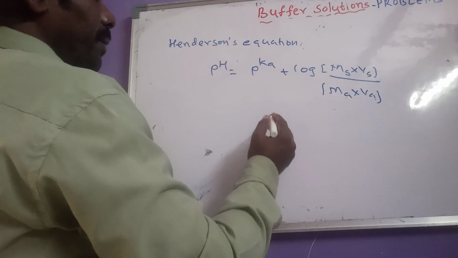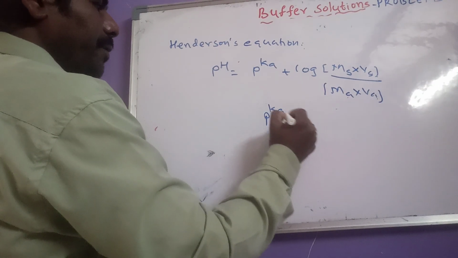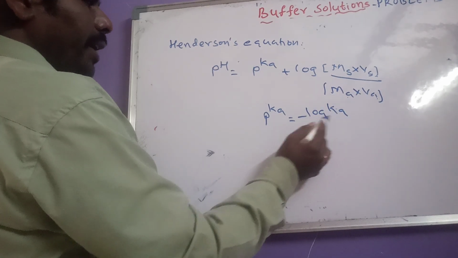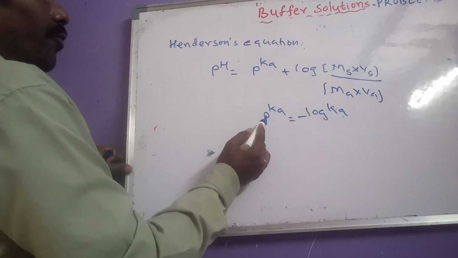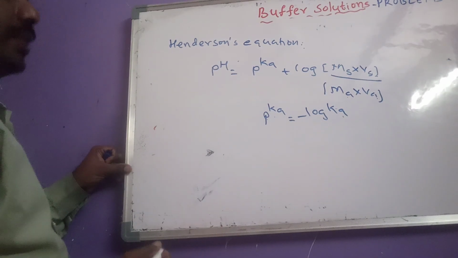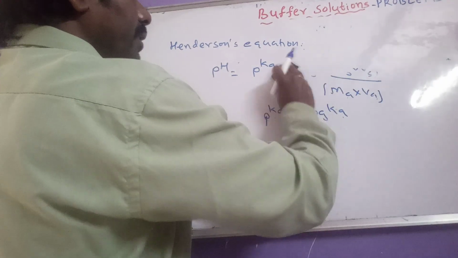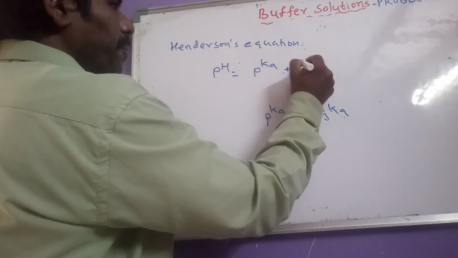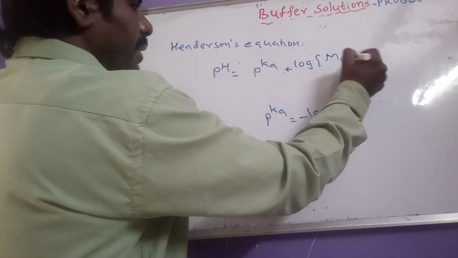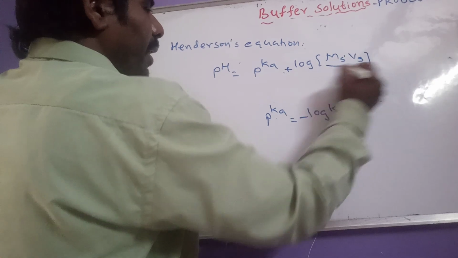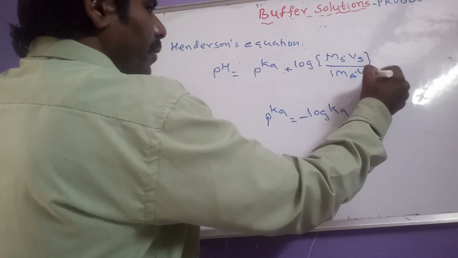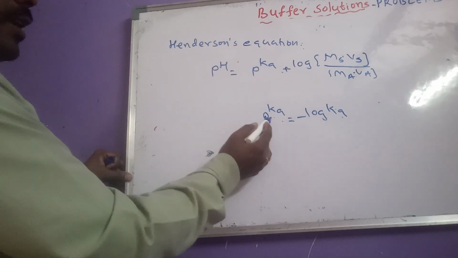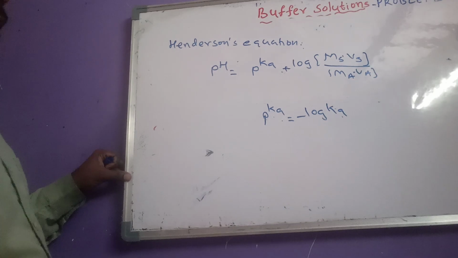One important thing: sometimes they may not give pKa. Instead of that they give Ka. So by using the minus log Ka expression, we have to calculate the pKa for that acid. So now the formula is pKa plus log Ms into Vs by Ma into Va.